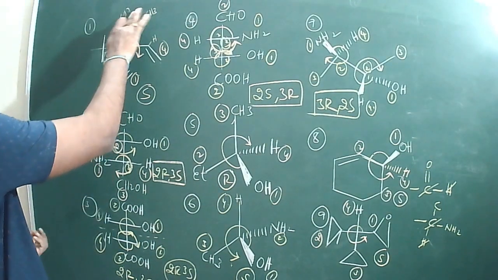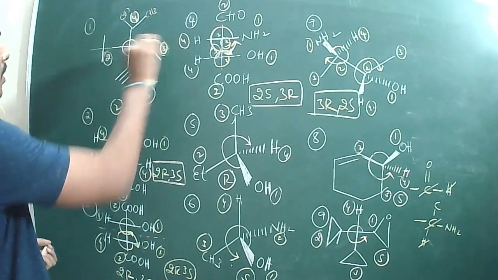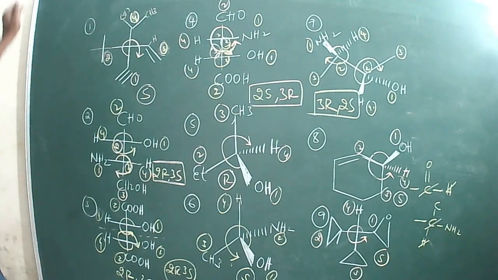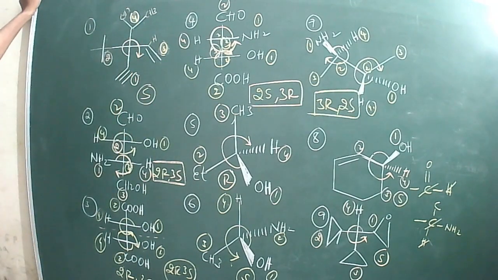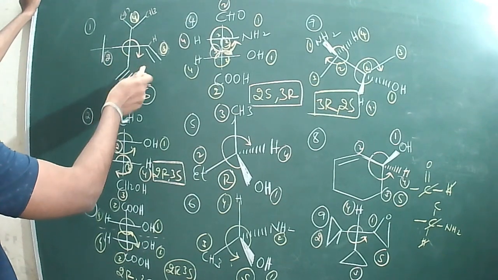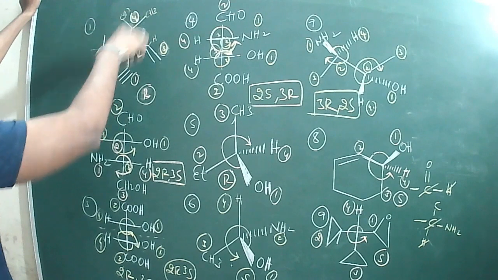This is also 4 and 3. Right, I made a mistake. No, this is 3 and this is 4. So what is that then? 1 to 2, 1 to 3. But here you will get R, because the least priority group is on the vertical.